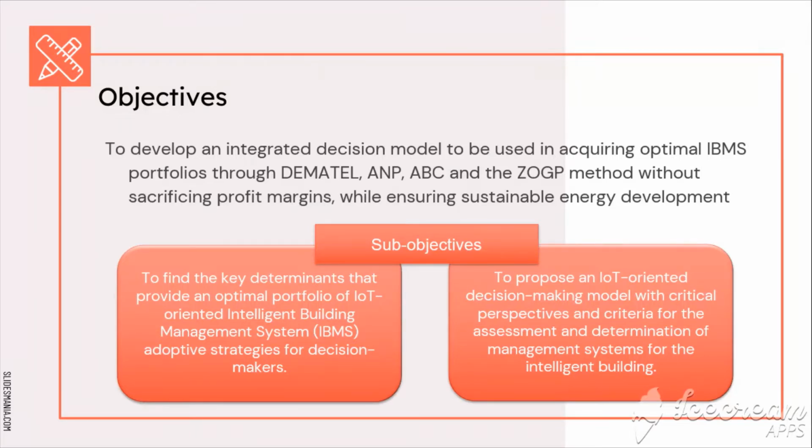In order to ensure this main objective is achieved, they initiate 2 sub-objectives. First, to find the key determinants that provide an optimal portfolio of IoT-oriented intelligent building management system, IBMS, adoptive strategy for decision makers, and then to propose an IoT-oriented decision-making model with a critical perspective and criteria for the assessment and determination of management system for the intelligent building.